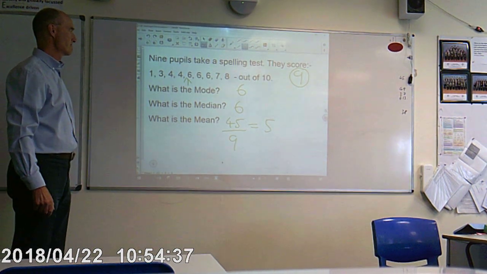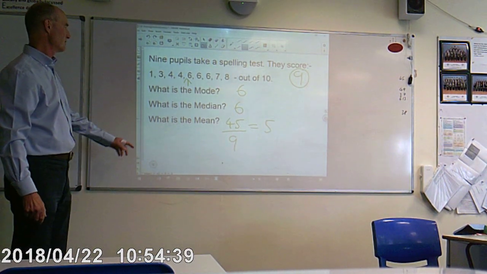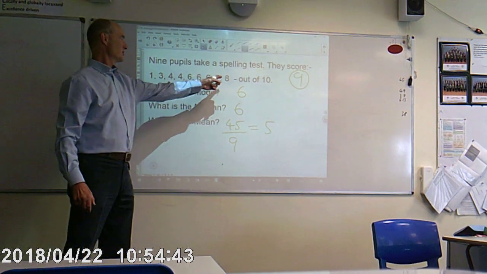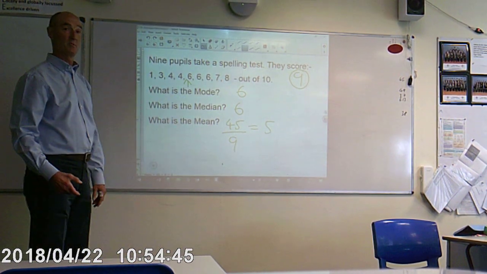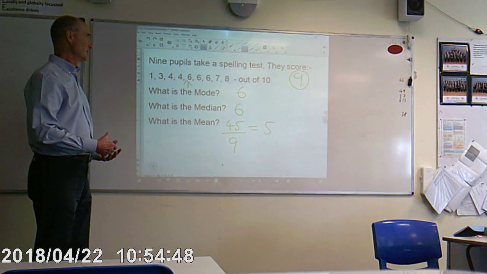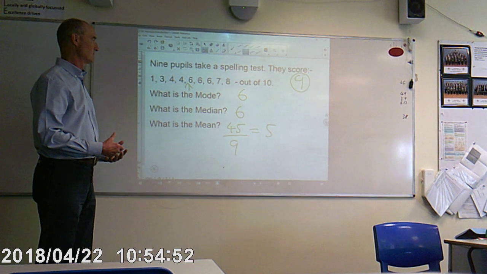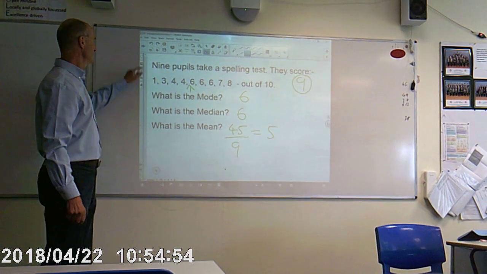Okay. What's the range, just out of interest? The range, the smallest example is 1, the largest example is 8, so our range would be 8 subtract 1, which would give us 7 as our range. Okay.